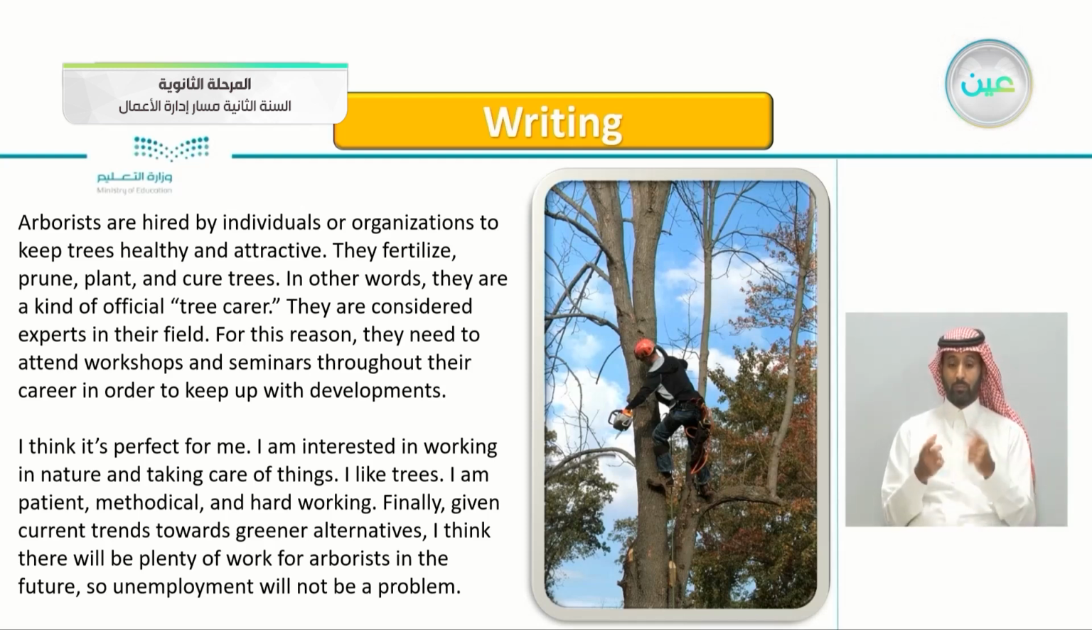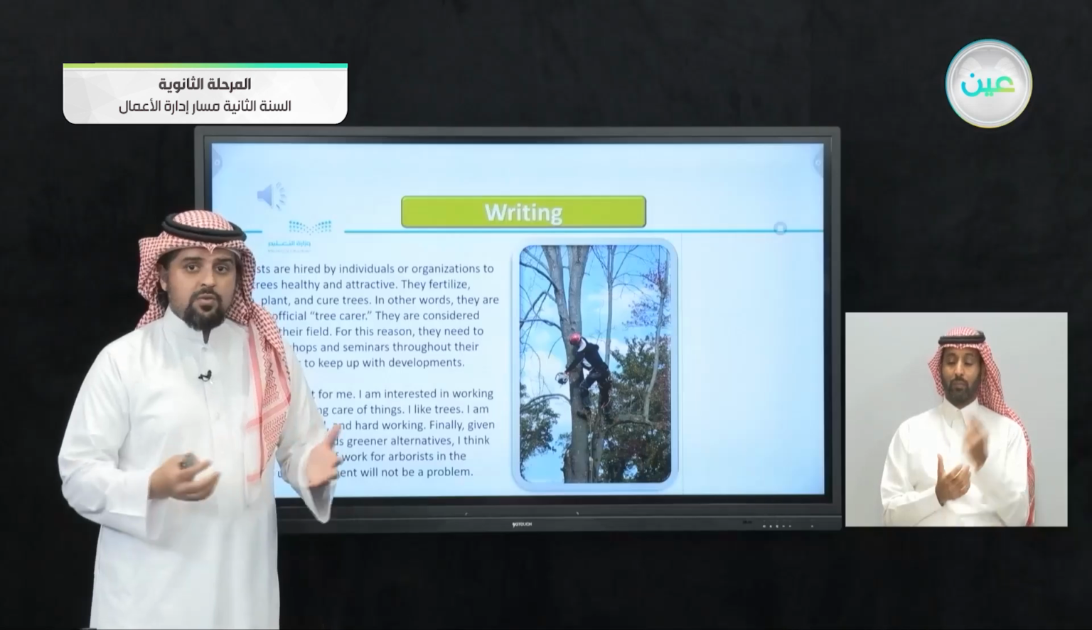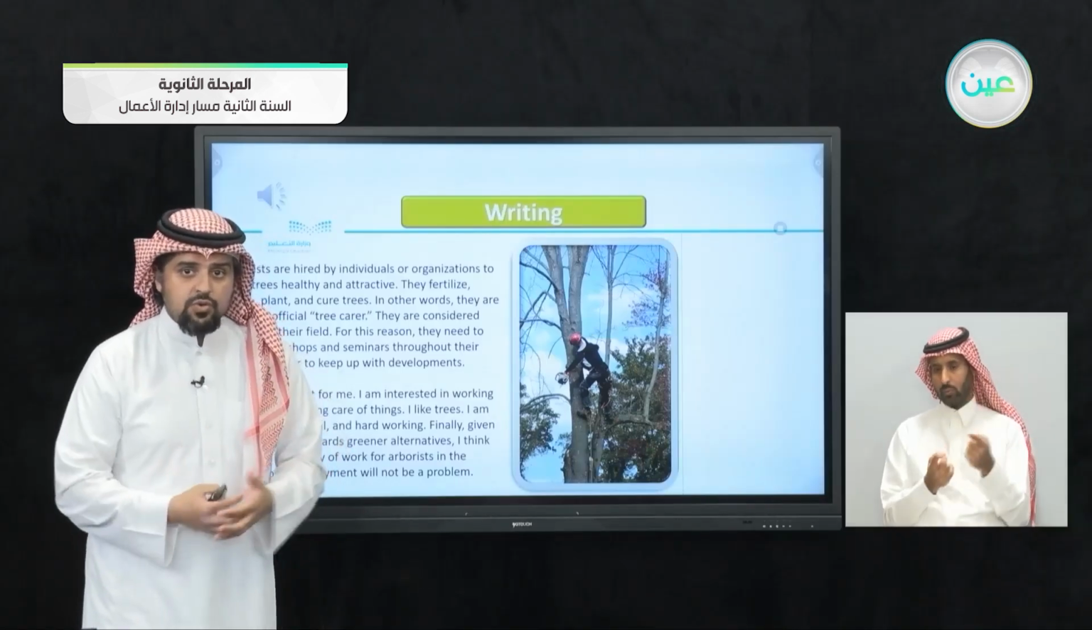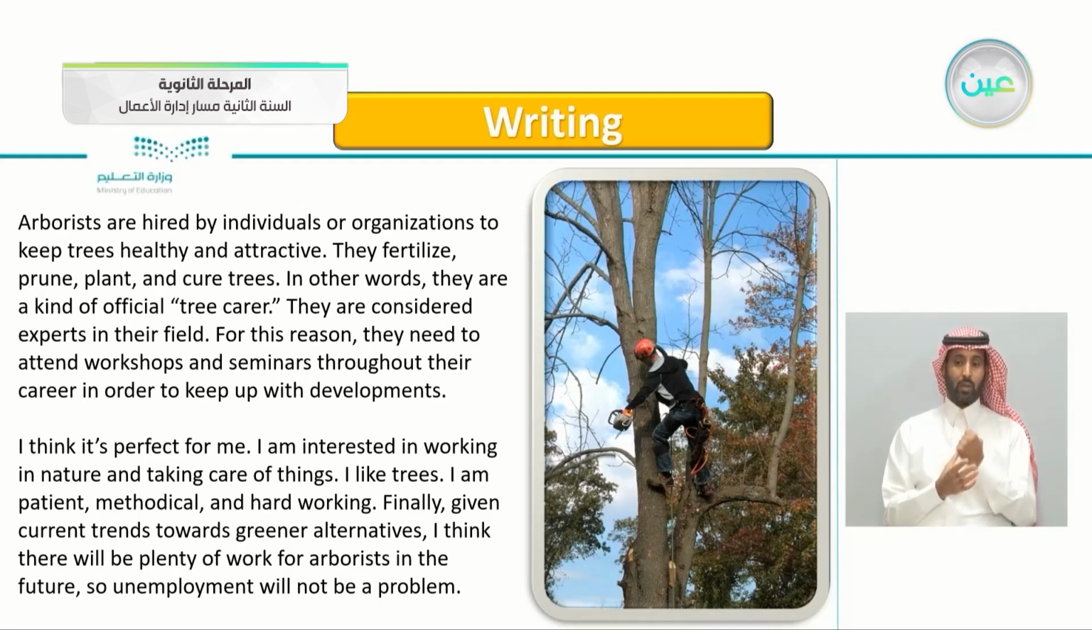I think it's perfect for me. Why does he think that? Because, as he says here, I am interested in working in nature and taking care of things. As we mentioned in previous lessons, the best job for you is to find out what you like, what is coming naturally to you. Because he said here, I'm interested in working in nature and taking care of things. That's why he became an arborist, or we can say that he is a tree carer.